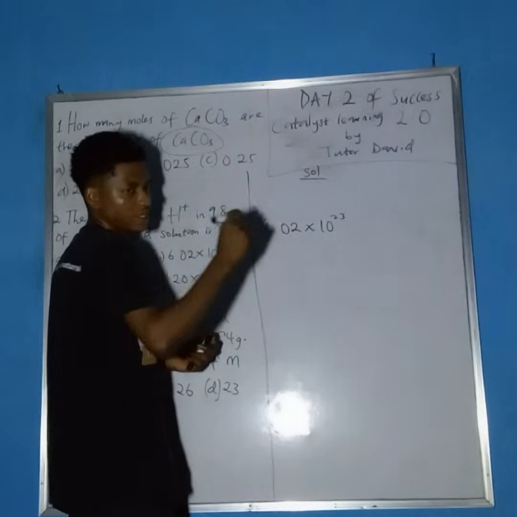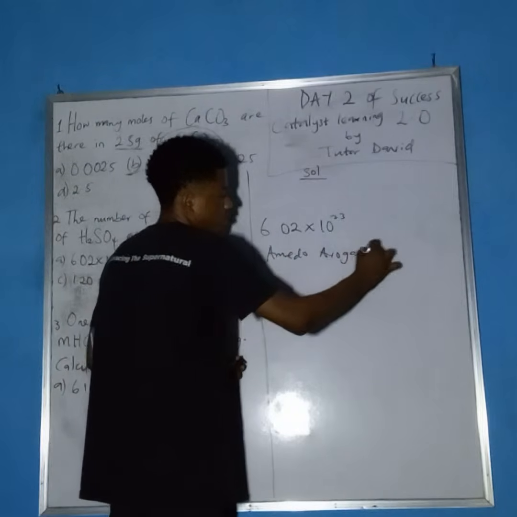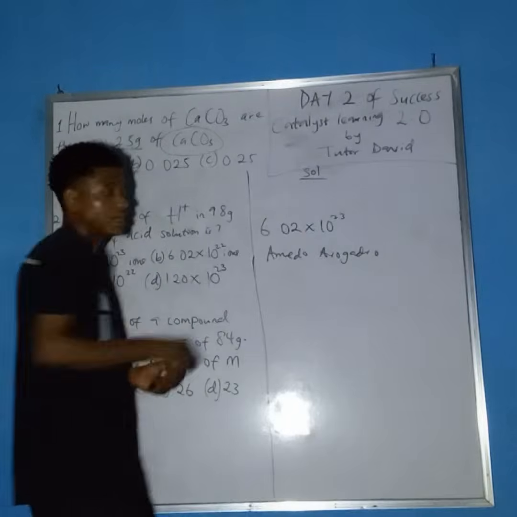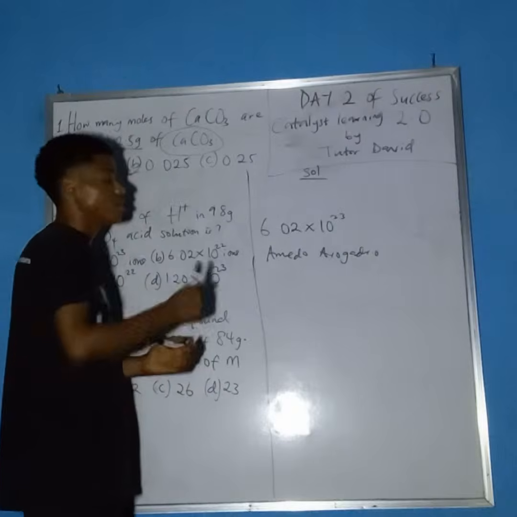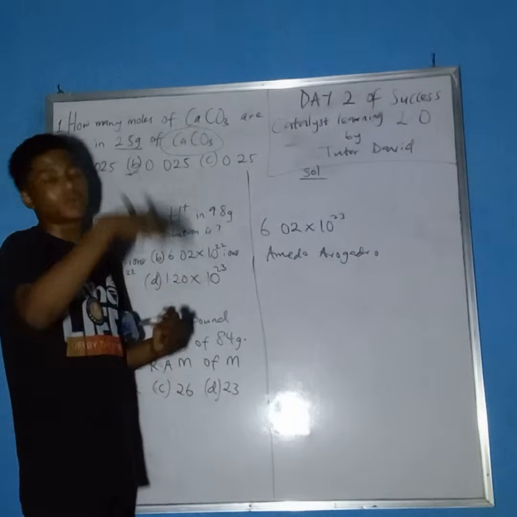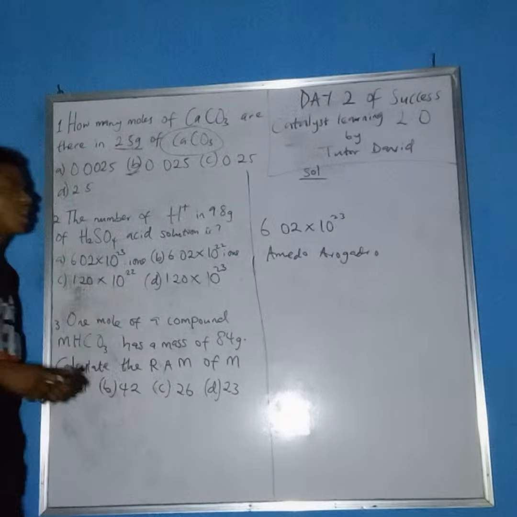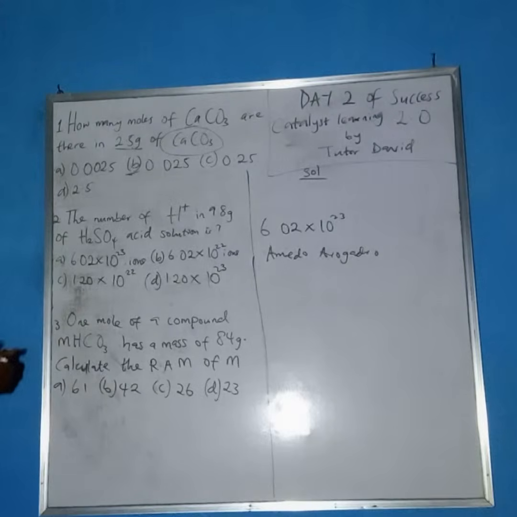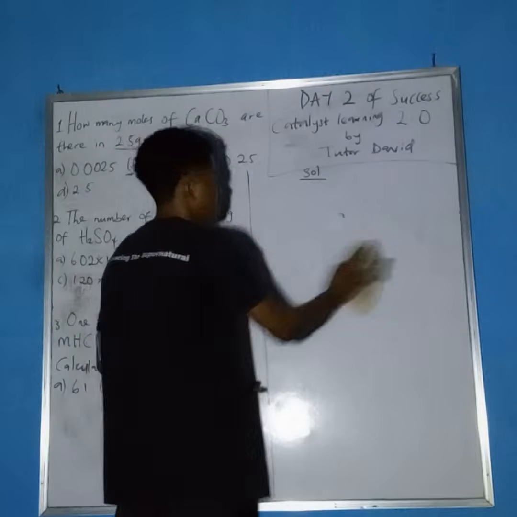We know that the person is called Amedeo Avogadro, and this is the Avogadro's constant: 6.02 times 10 to the power 23 atoms, entities, or whatever you are using. We already know that. But now the question asks us the number of hydrogen ions in 9.8 grams of hydrogen sulfate acid solution. To do that, we have to use this formula.